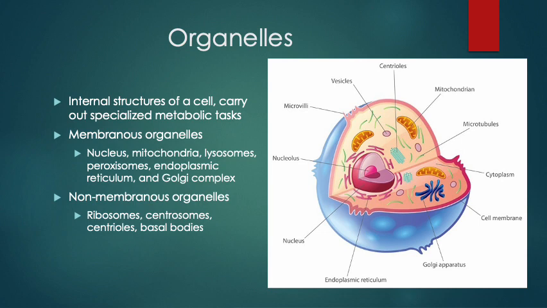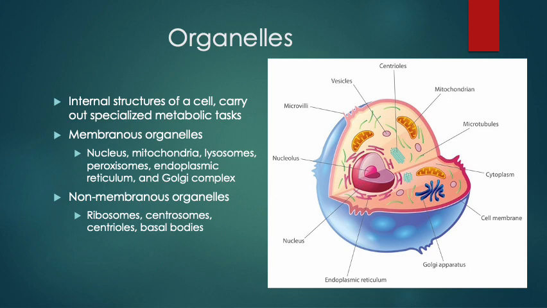So inside of the cell, there are many organelles. There's the nucleus, the mitochondria, the endoplasmic reticulums, the Golgi. All these things are organelles. Okay, you have membranous organelles and non-membranous organelles. So membranous organelles are organelles that have their own plasma membrane. So they regulate what goes in and out of those organelles.